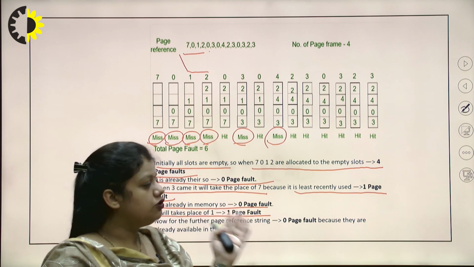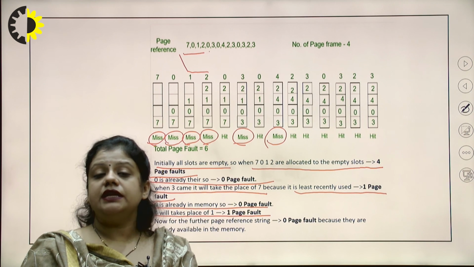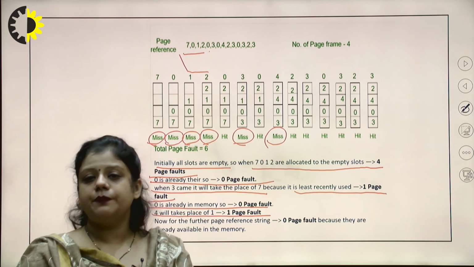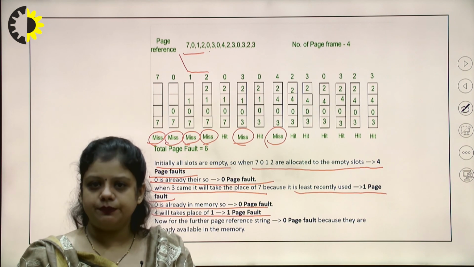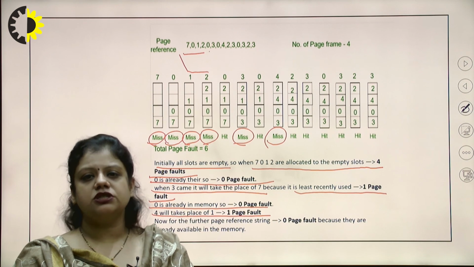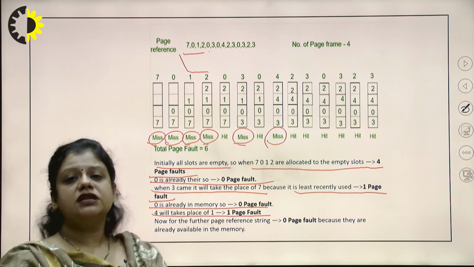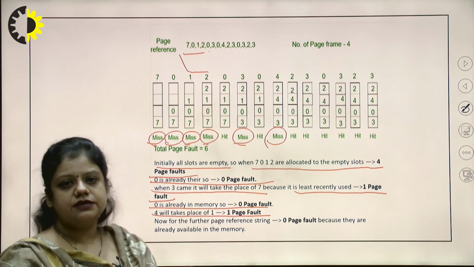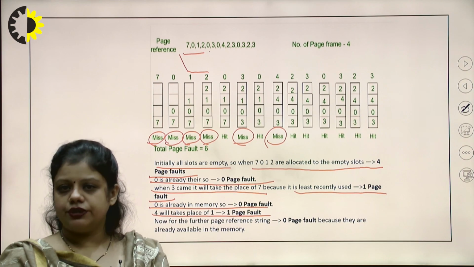And when we talk about the optimal one, it is the one which we can set as a benchmark for comparing other replacement algorithms. It is not possible in practice, as I said, because it is not possible for the operating system to know the future reference string.